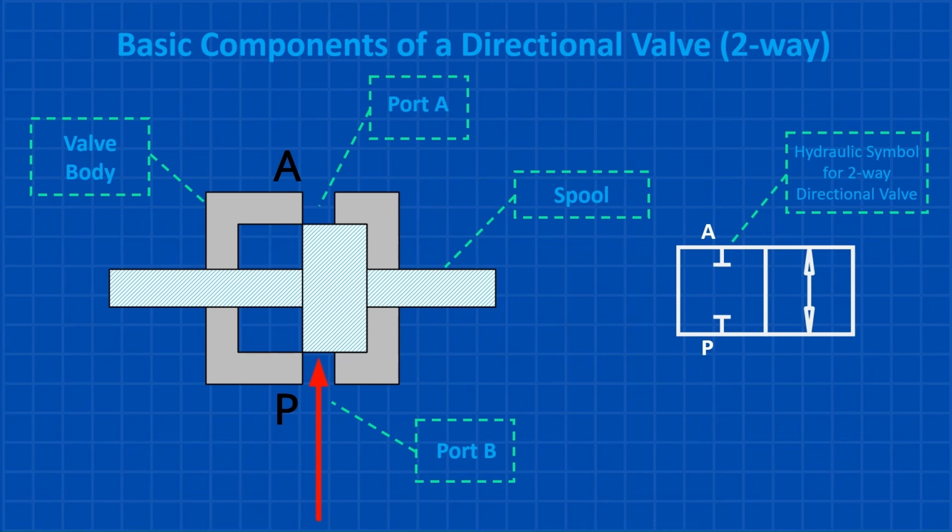spool. The valve body is the main housing that contains all the internal components and is precision machined to allow the spool to move smoothly while directing hydraulic fluid through the correct flow paths.